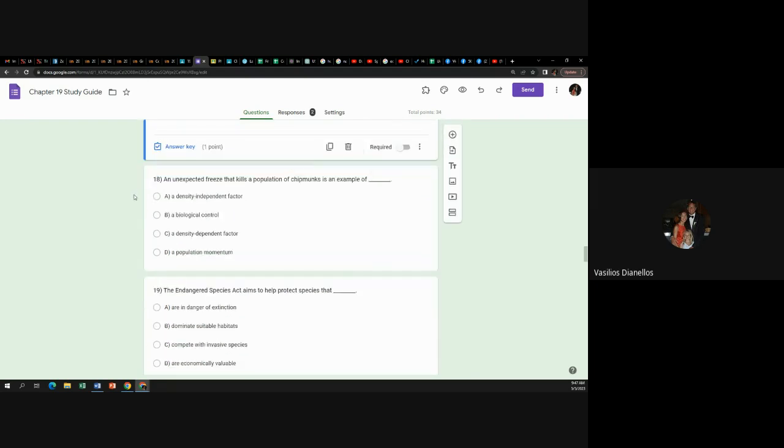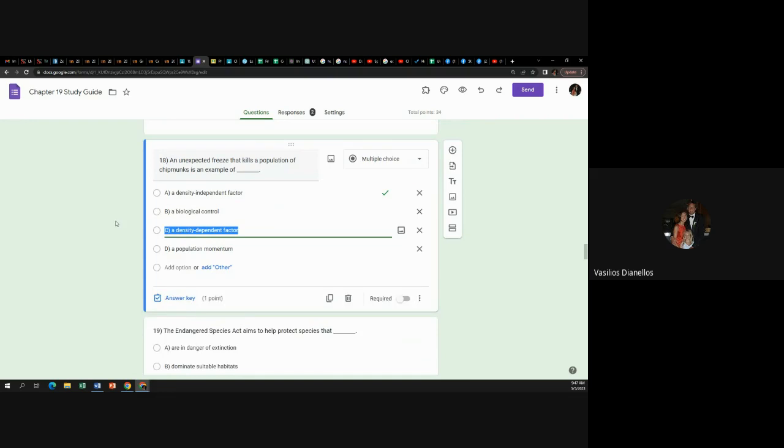All right, an unexpected freeze that kills a population of chipmunks, that would be an example of density independent. Because again, it doesn't matter. Say the chipmunks on WVSU's campus. If it gets so cold that it would kill a chipmunk, then it's going to kill all the chipmunks on WVSU's campus, whether there's 100 of them or 1,000 of them, doesn't matter. A, density independent, right? This is independent of the density of the population. Any questions about that?